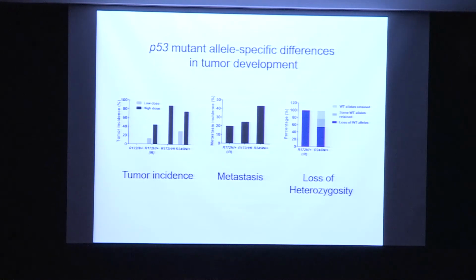Okay, so we think that the reason these mice were so slow at developing cancer was that you had to get rid of the wild-type p53 for the tumor to develop. And that's in contrast with the 245 mutation. About half retained the wild-type p53 allele. Okay? So the way the tumors are evolving for these two different p53 missense mutations are really very different.